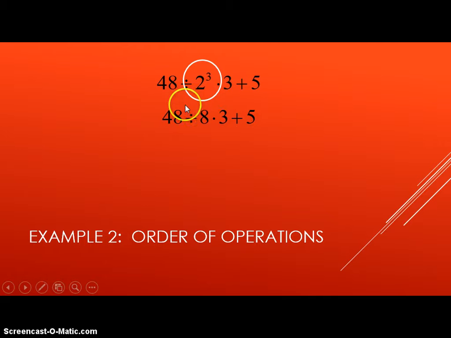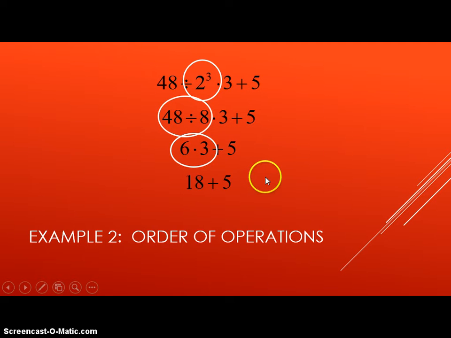Left to right, I'm going to do the 48 divided by 8 first. I could do 8 times 3 first if you wanted to, but I'm going to do 48 divided by 8. And that gives me 6. And I have 6 times 3 plus 5. Have to do the multiplication first, which is 18. And 18 plus 5 is 23. So I went through in order of operations to evaluate that expression. Exponents, multiplication, addition, and I got my final answer.